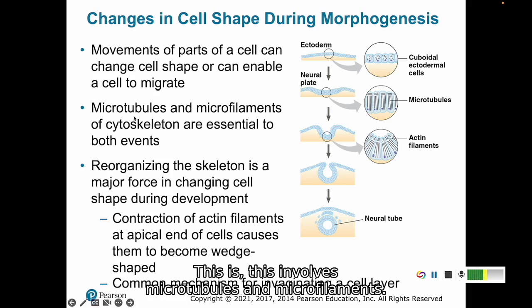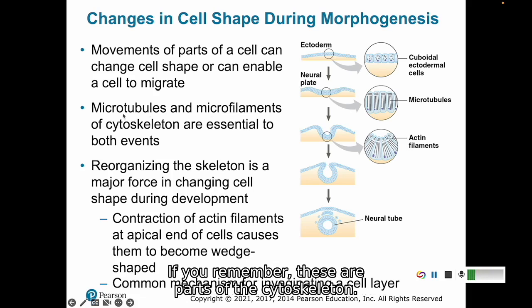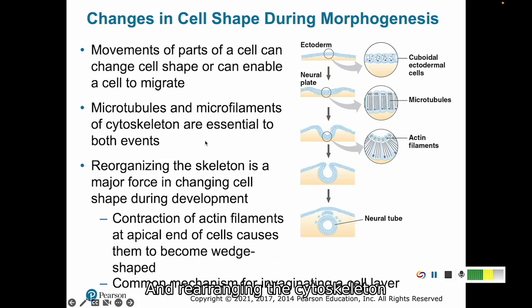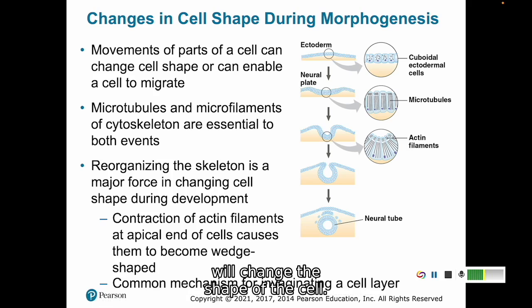And this involves microtubules and microfilaments. If you remember, these are parts of the cytoskeleton. And rearranging the cytoskeleton will change the shape of the cell, just like if you rearrange the skeleton of your body, it would change shape. Reorganizing the cytoskeleton forces the cell to change shape.